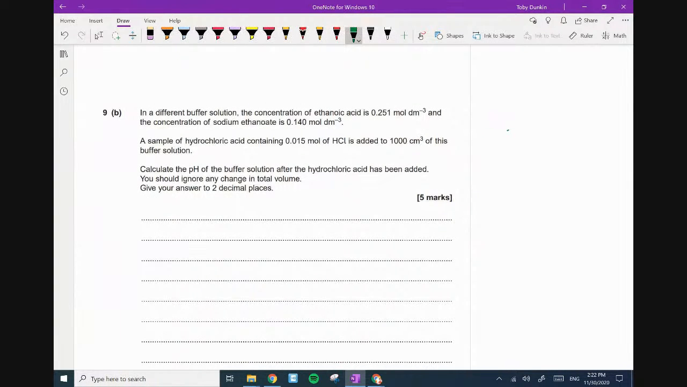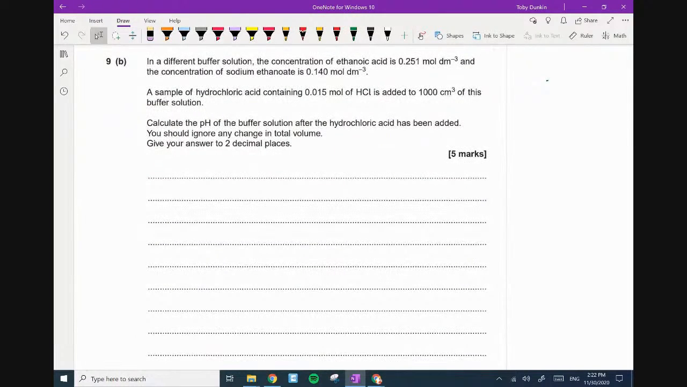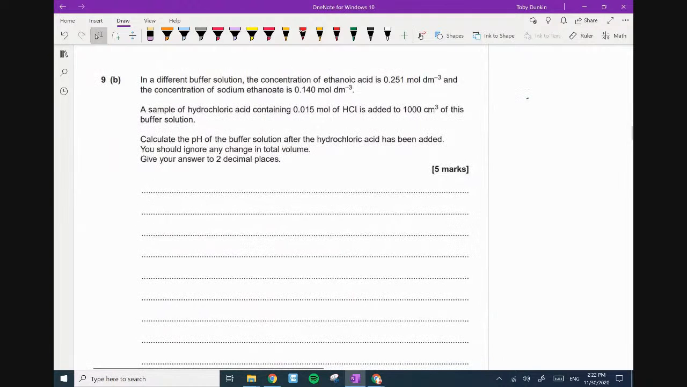In a different buffer solution, the concentration of ethanoic acid is this, and the concentration of sodium ethanoate is this. A sample of hydrochloric acid containing this many moles is added to 1,000 centimeters cubed of the buffer. Calculate the pH of the buffer solution after the hydrochloric acid has been added. You should ignore. Generally, do we just assume that they are taking the acid as the titrant without information?